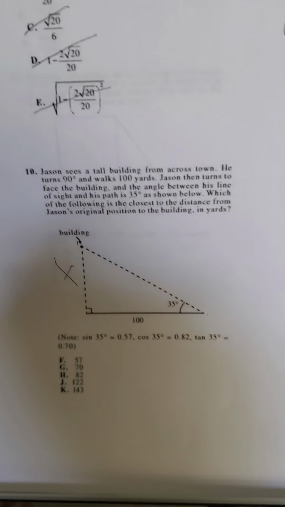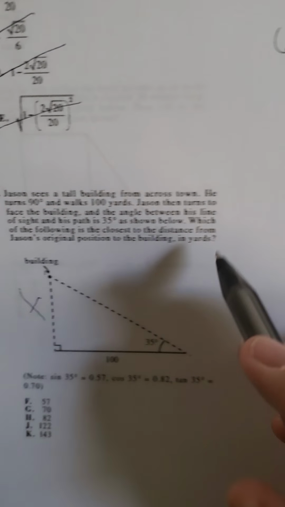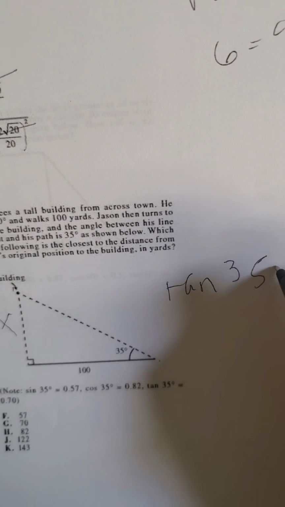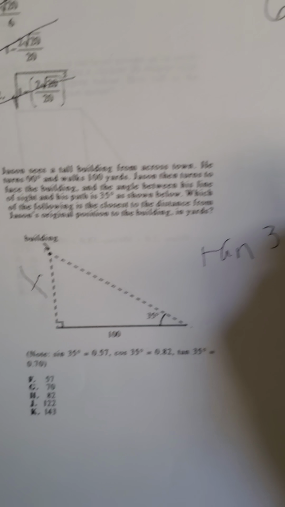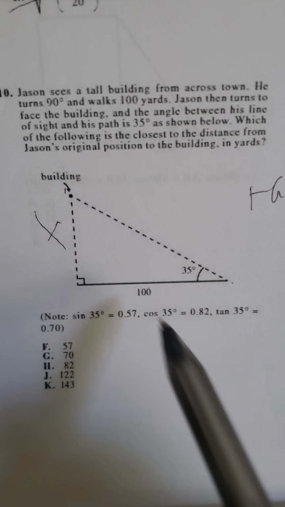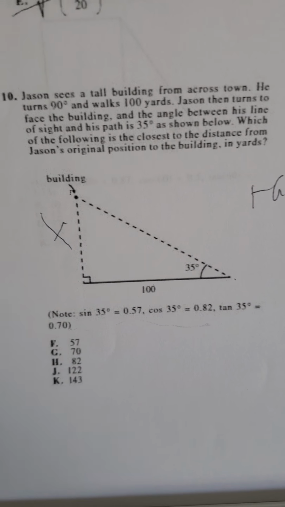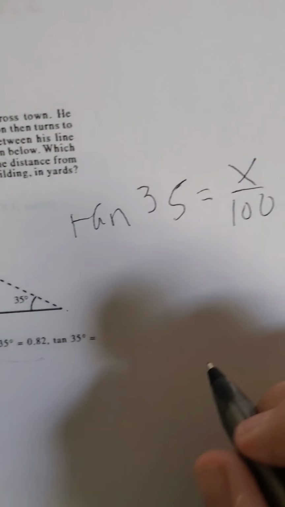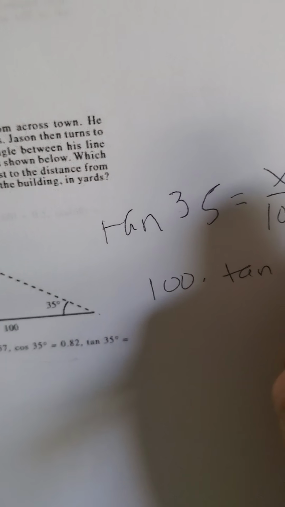So let's look at that. So that's going to be opposite over adjacent, which is tangent. So I'm going to say tan 35 equals x over 100, right? Now, if you notice, they give you some information down here. Note sine 35 and all that. That's in case you don't have a calculator, okay? But we have calculators. We should. But anyway, if you don't, that's okay. So I'm going to say 100 times tan 35.